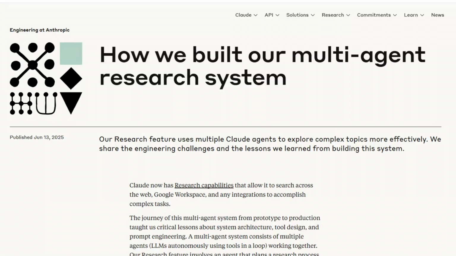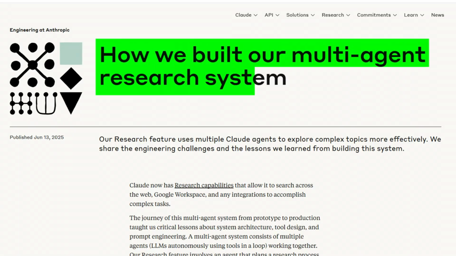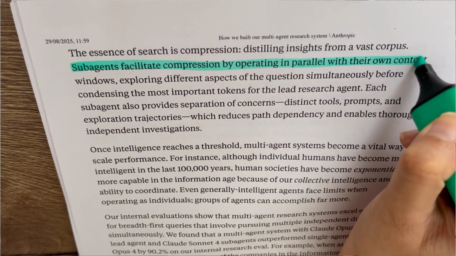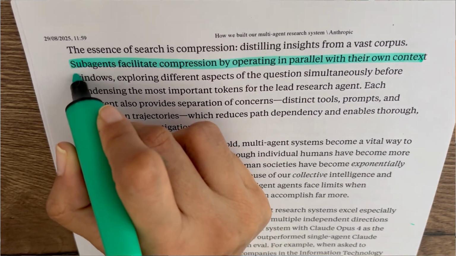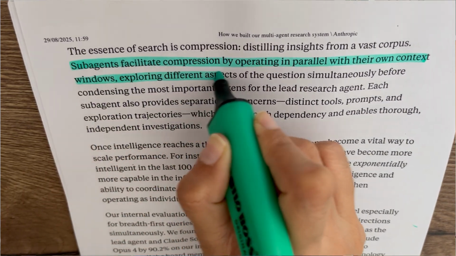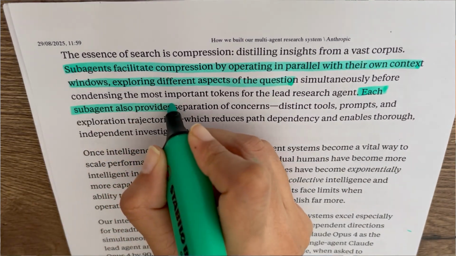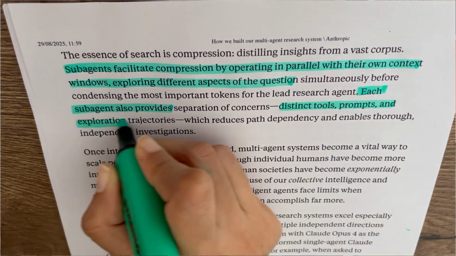In fact, Anthropic has written in detail about their multi-agent research system. They explain that sub-agents facilitate compression by operating in parallel with their own context windows, exploring different aspects of the question. Each sub-agent also provides distinct tools, prompts and exploration trajectories. And because of which, their multi-agent research system could outperform single-agent Claude Opus by 90% in one benchmark.